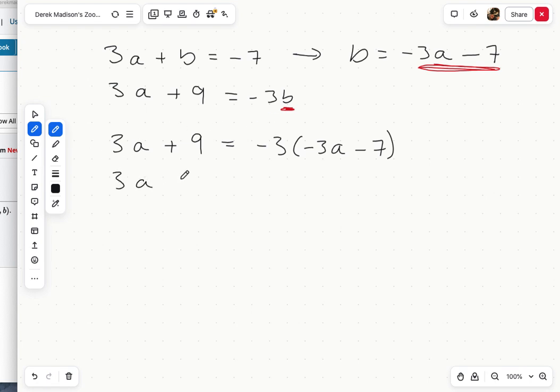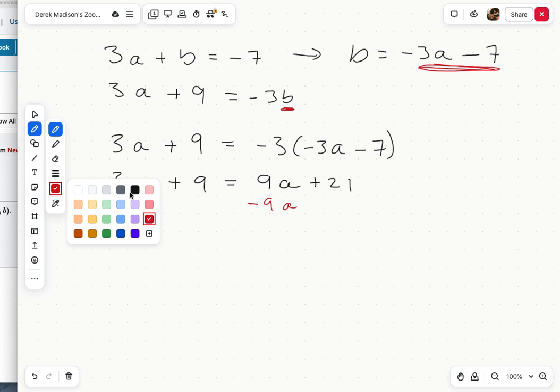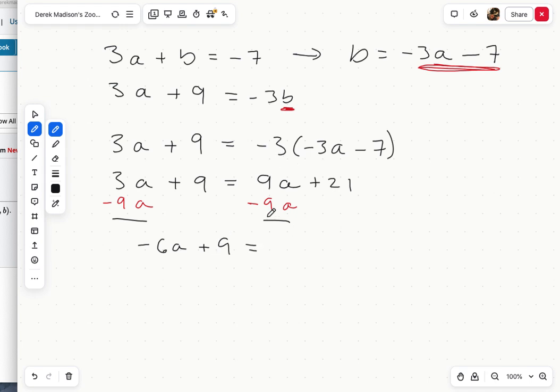So right up this side, distributing the negative 3 through, I'm going to get 9a, and that's plus 21. So now I want to get a's to one side and numbers to the other. Doesn't really matter which way I go, I'm still going to get a negative. So I think I will subtract the 9a over here. And that's going to give me negative 6a plus 9 equals, that cancels, now I have 21 on this side.